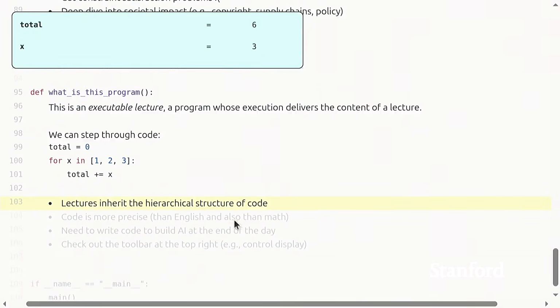So because it's code, the lectures have this hierarchical structure, so you can see at any point in time where in the flow, which function you're in. Now we're talking about this, what is a program function.